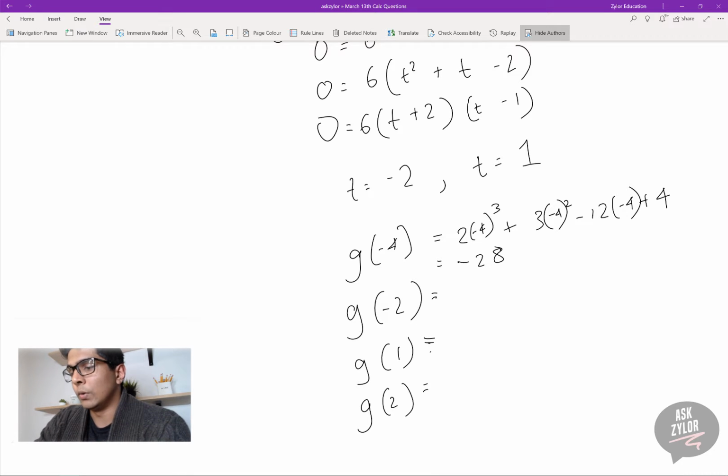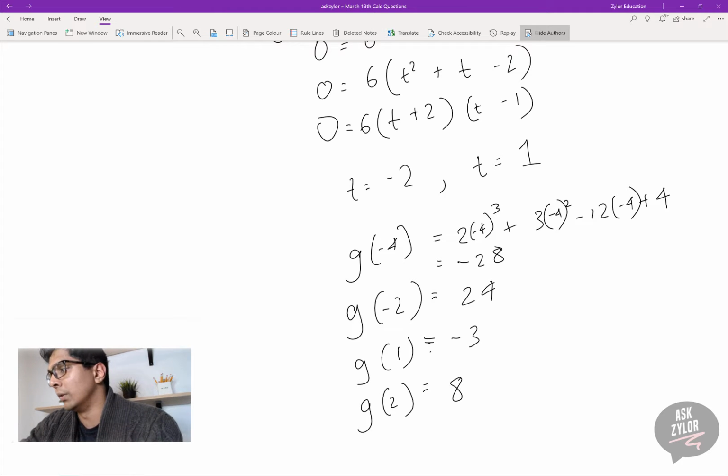So then I'm going to do the same step for each of these t values. So I'm going to plug -2 into g of t, 1 into g of t, and 2 into g of t. So g of -2 is going to give me 24. And g of 1 is going to give me -3. And g of 2 is going to give me 8.